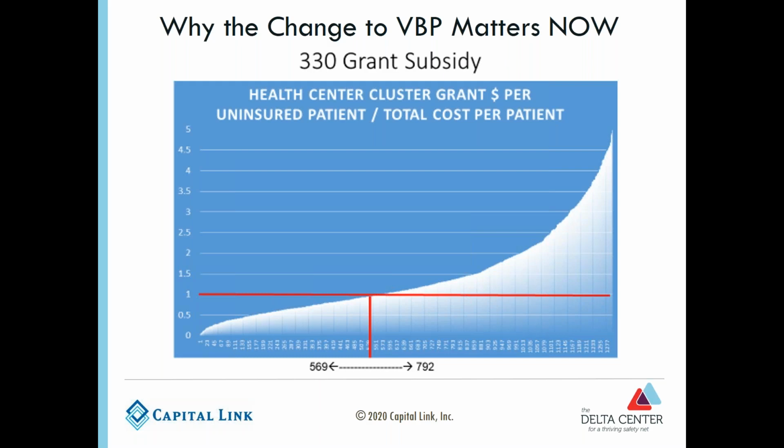But the important part is to think about all the centers that are to the left and to the right, and you're all on this chart at some place. Every one of the little lines, which are almost impossible to see, is one of the 1,300 health centers out there. So if you're to the left of that line, that means you're looking to other programs to subsidize the cost of covering the care of the uninsured. So your grant does not cover the average cost of care for the uninsured.